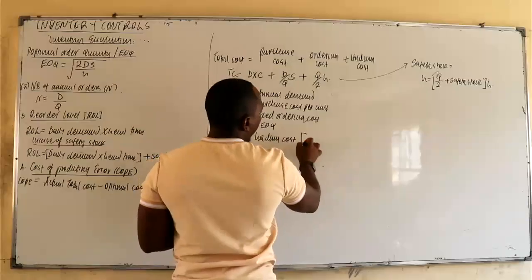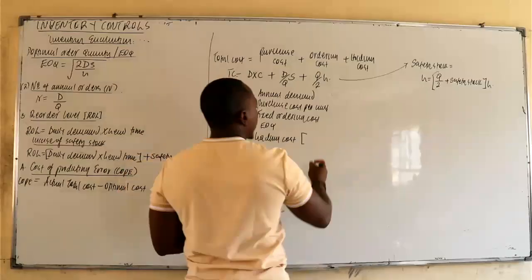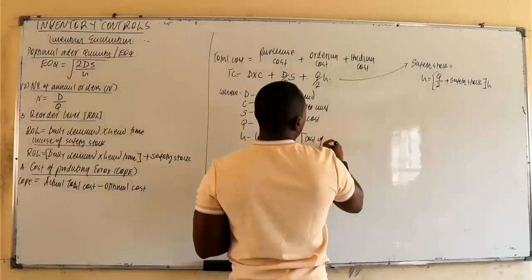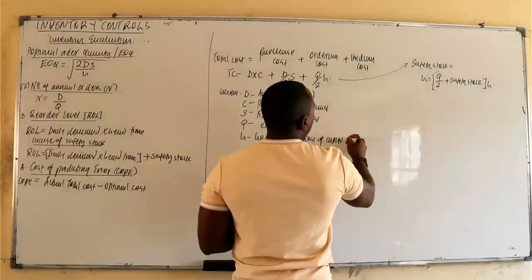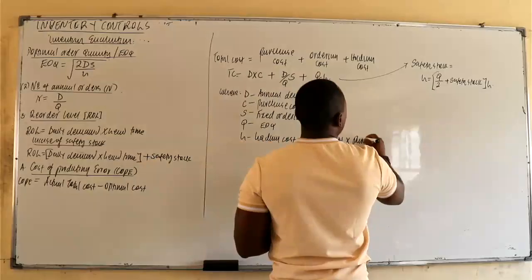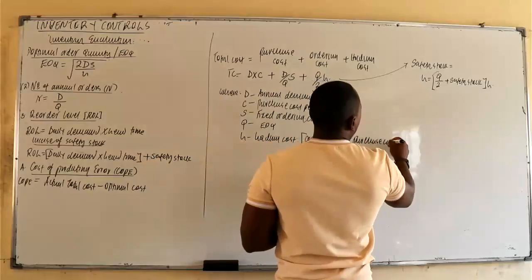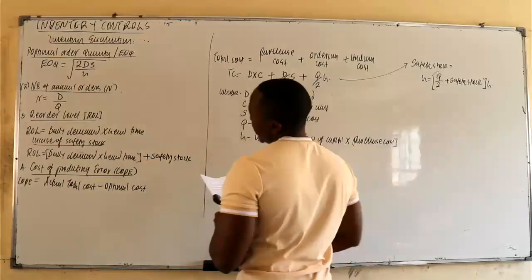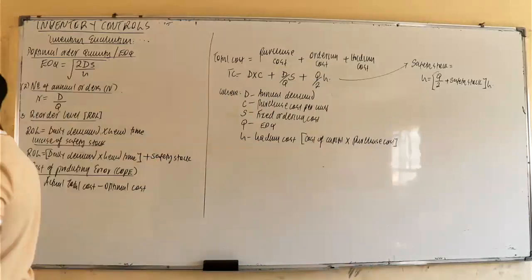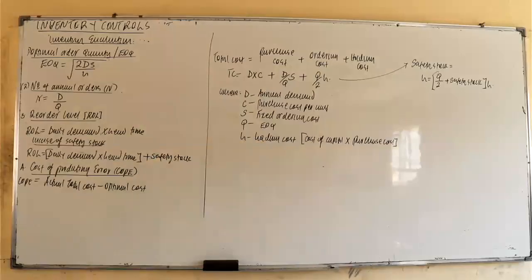And how do you get the holding cost? If you're not given the holding cost, you take the cost of capital, you multiply by the purchase cost. So that's how you evaluate EOQ. So I want us to do that illustration.